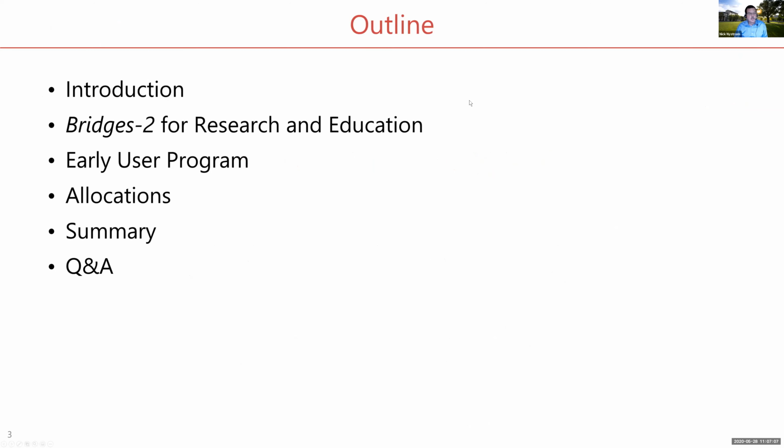So I'm going to move fairly quickly. We have a lot to cover. The outline is a quick introduction, then moving into Bridges-2, and what's it for? It's for research and education, but why is it good? Why did we design it like we did? And what is it that you can use for your own research? We'll talk a little bit about the early user program, so how to get on Bridges-2 prior to production, how to get allocations both then and beyond, and then a wrap up.